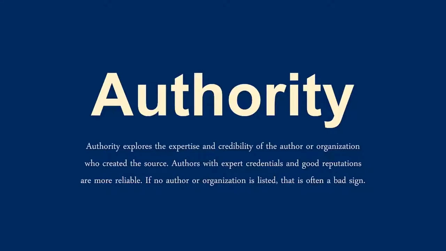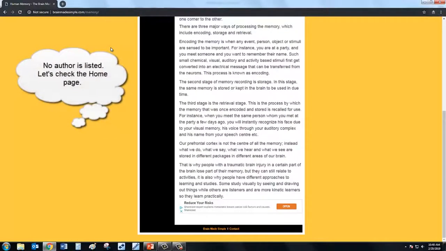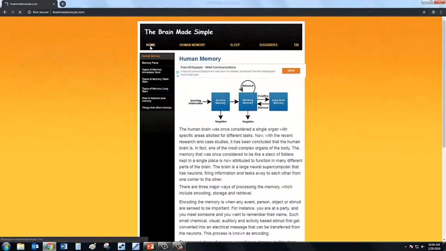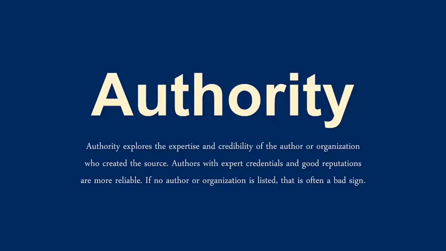Authority. Authority is all about the credentials of the author and the reputation of the organization, publisher, or journal creating or disseminating the information. If there is no author or organization responsible listed, that is a very bad sign. If you are proud of your work and qualified to write about a subject, why wouldn't you put your name on your work? What makes someone an authority on a particular subject?